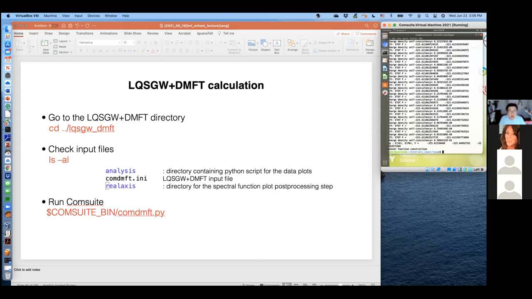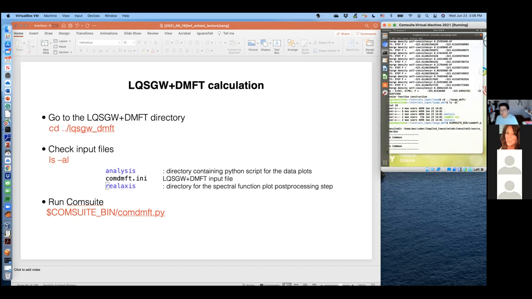Okay, because our LQSGW calculation has been finished, let's go to the LQSGW plus DMFT calculation. First, move your directory: cd LQSGW DMFT, and check the input file there. We have one input file, which is com.dmft, and we have a subdirectory there, but they are not essential for the LQSGW plus DMFT run; they are just for the plot and real axis calculation. Let's run the command, com.dmft.py. Yeah, it is working, which is good.